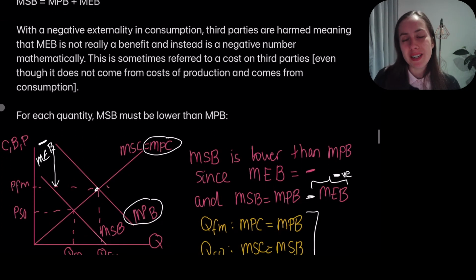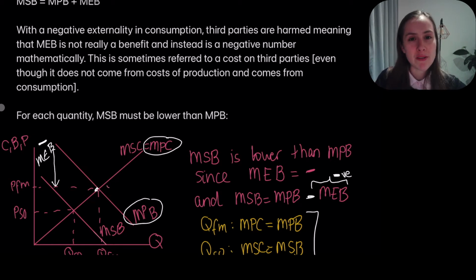Now, what's tricky with the negative externalities, obviously it's harming third parties, yet we still have to use MEB vocab, right? So we still have marginal external benefit, yet we want to communicate something bad. So we've got benefit, but we want to communicate something bad. So we kind of want to do the opposite. We definitely don't want to say that third parties have been benefited. We want to say that they've been harmed.